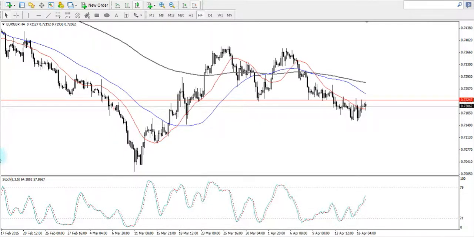Just take note that later on at 4:30 p.m. GMT, there will be average earnings index and claimant count change for the pound, followed by the core CPI for the Canadian dollar and the US dollar, which can be very volatile for the markets, although it's a Friday already.